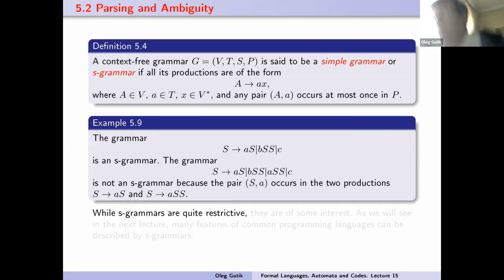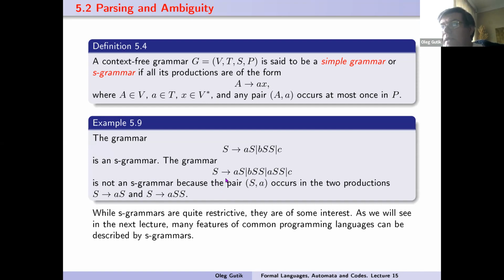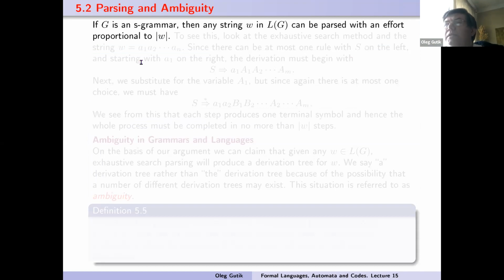While simple grammars are quite restrictive, they are of some interest. As we shall see in the next lecture, many features of common programming languages can be described by simple grammars. If G is a simple grammar, then any word in the language generated by grammar G can be parsed with effort proportional to the length of the word W.